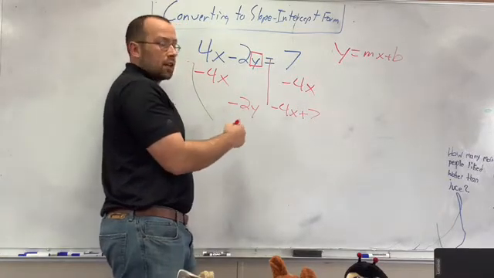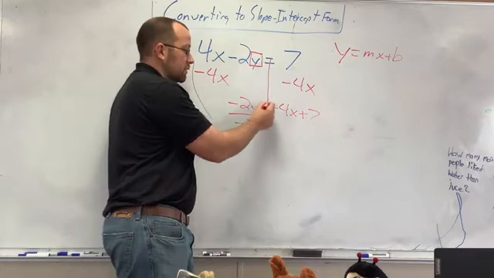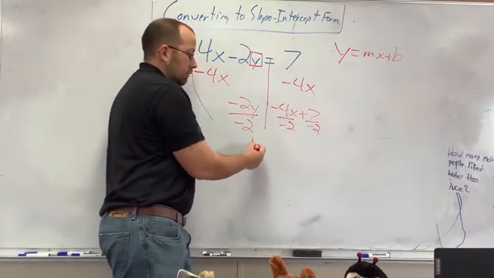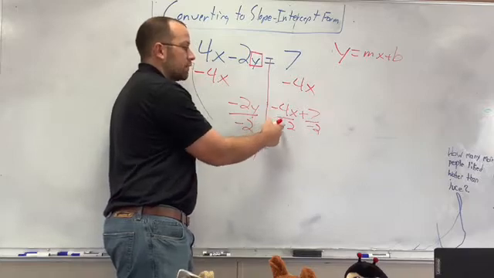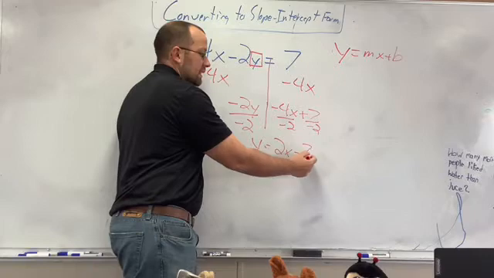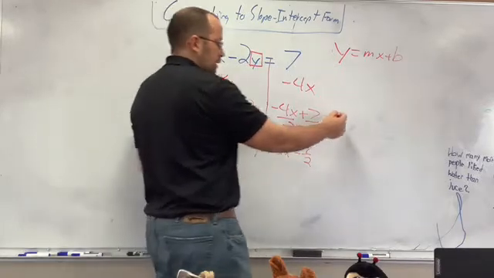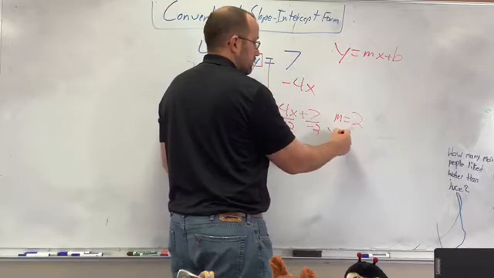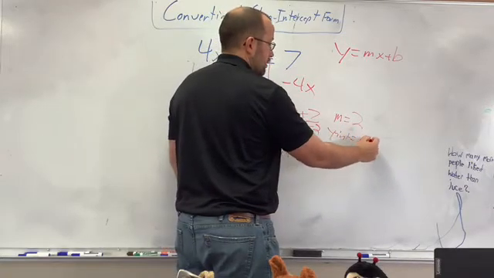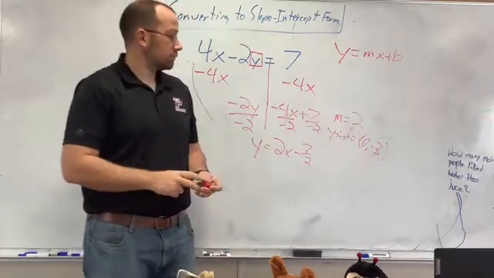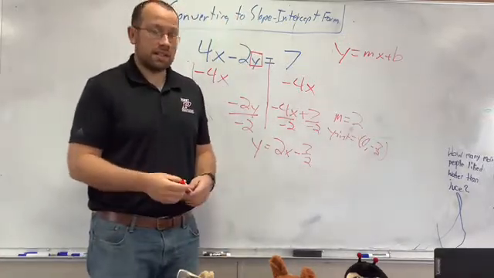Now the y is not alone, so I divide this by negative 2, I divide this by negative 2, and this by negative 2. Y equals negative 4 divided by negative 2 is 2x, minus 7 halves. So what's my slope? 2. What's my y-intercept? (0, negative 7 halves). And that really is just how easy this is.